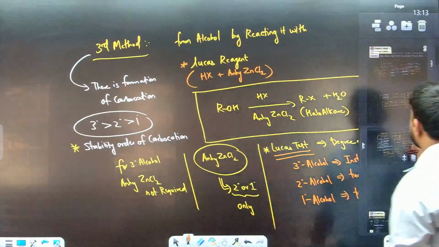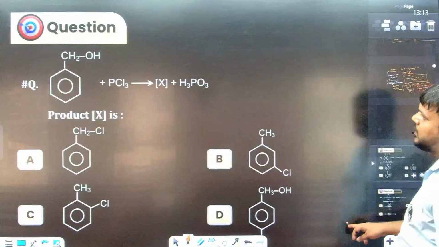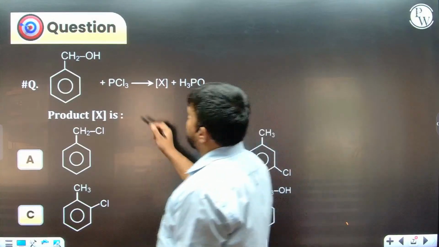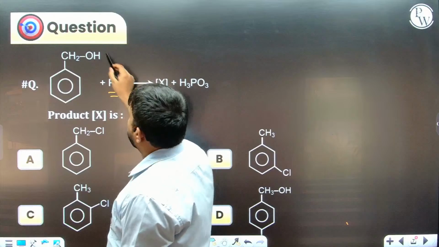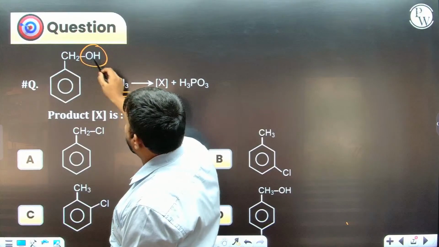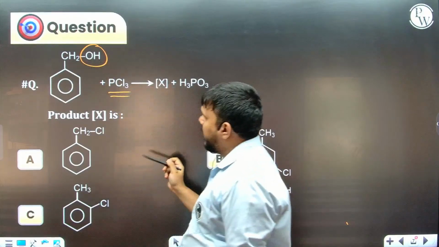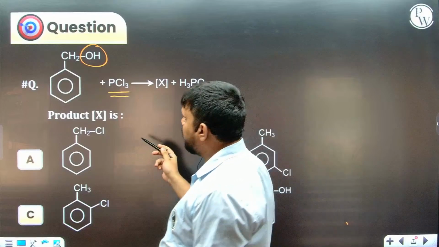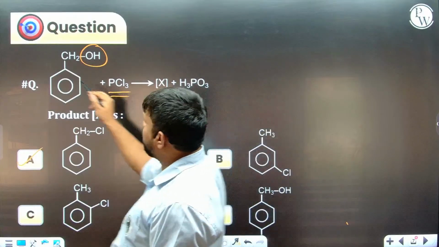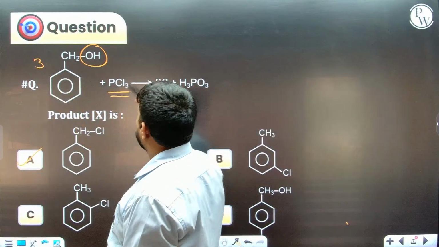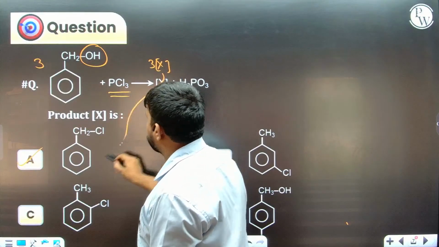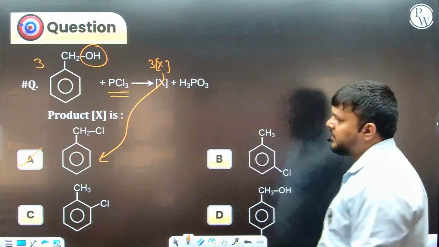So let us see the questions they are asking from this section. So this is the first question. Product X is... you can see PCl3 they are reacting over here, and this is alcohol. So what will happen? This OH will be replaced by Cl, and you will get haloalkane, chloroalkane over here. So A option is definitely the answer. I also told you you can take 3 equivalents of this, and you will get this 3x over here, and the x will be this one. So we saw this over here.